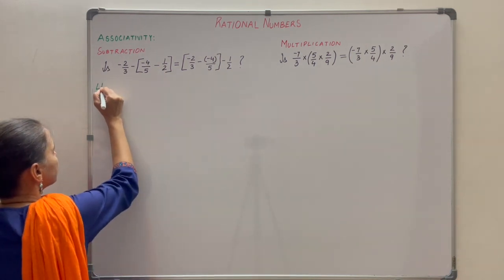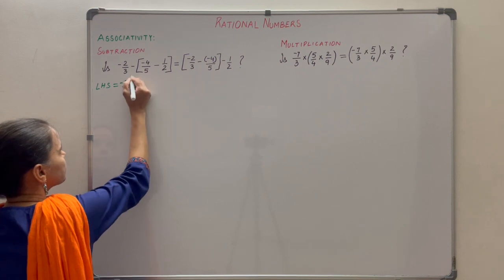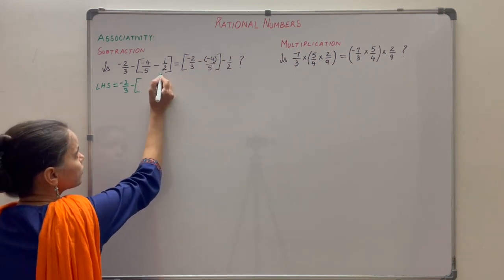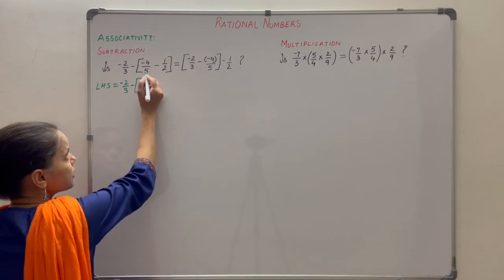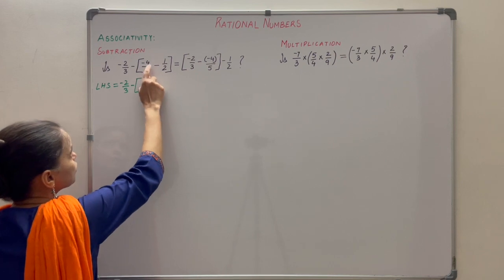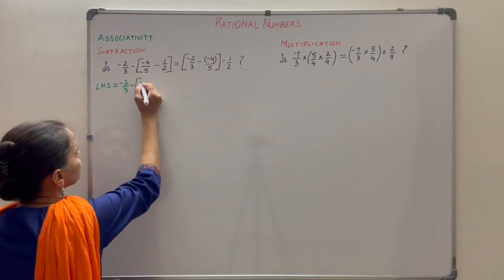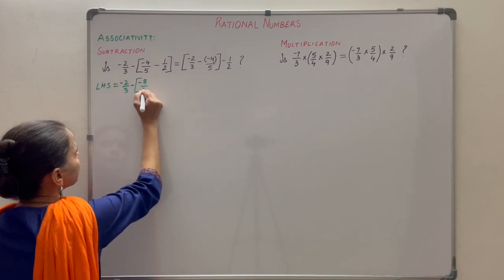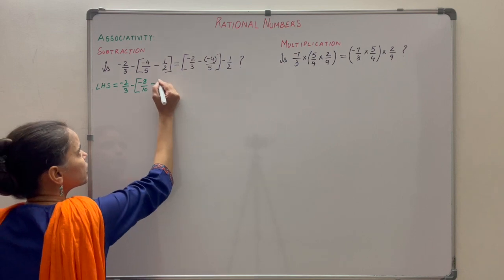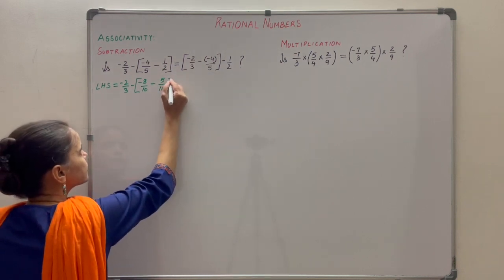So let us write it down. On left hand side we have minus 2 by 3 and this minus sign I am writing as it is. Then denominators are different, so you have to make the denominator same by taking the LCM, and the LCM for 5 and 2 is 10. So here you have to multiply both numerator and denominator by 2. So what you will get? Minus 8 by 10. This minus sign I am writing as it is. Here you have to multiply both numerator and denominator by 5. So you get here 5 by 10.